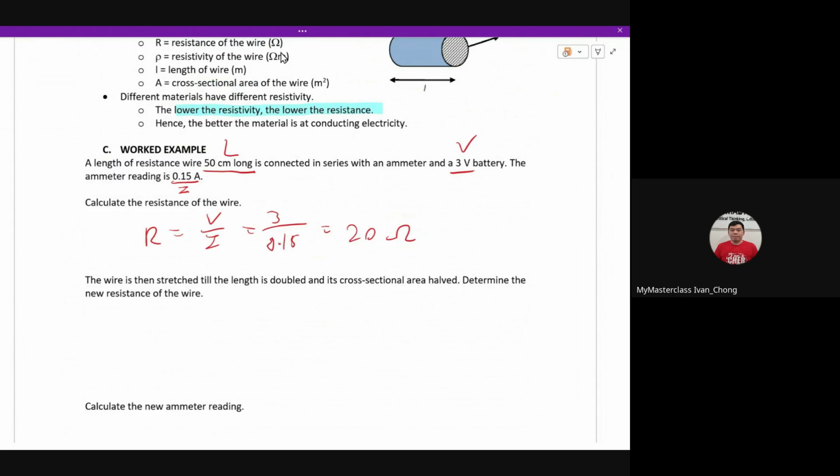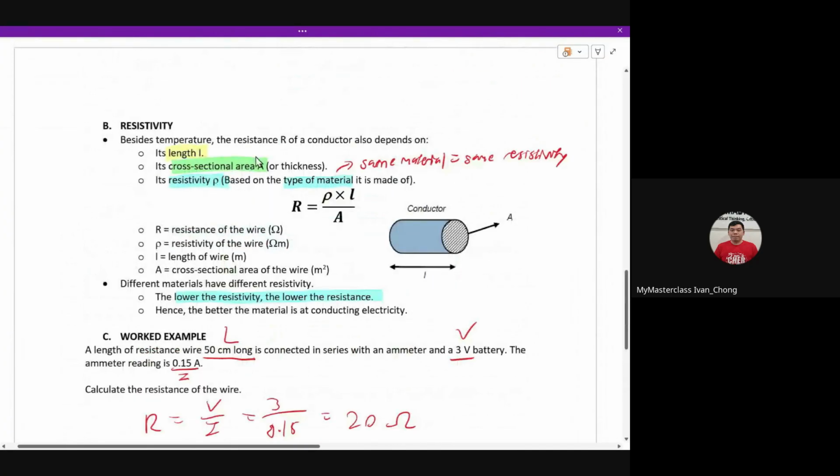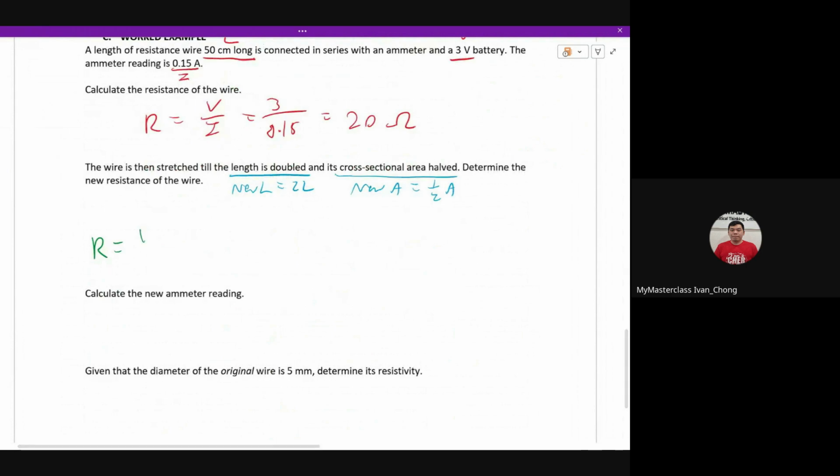Now, the question tells us the length is doubled and your cross-sectional area is half. So new L is 2L. New A is half A. So what's the new resistance of your wire itself? If we just remember the formula on top, R equals rho L over A. So you can just imagine this is your original. I want to find new R. New R, I have the same resistivity because I'm using the same wire. Then my L is now 2L, and I will use half A.